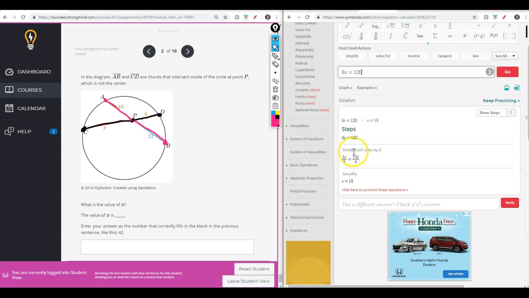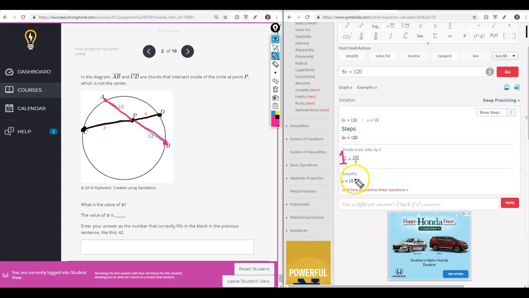On this it says divide both sides by 8. The purpose in dividing by 8 is so that we can reduce this down to a 1, because 1 times x is just 1x, and that 1 is often just implied in writing. So that is the purpose of dividing both sides by 8, to reduce it down to a 1.